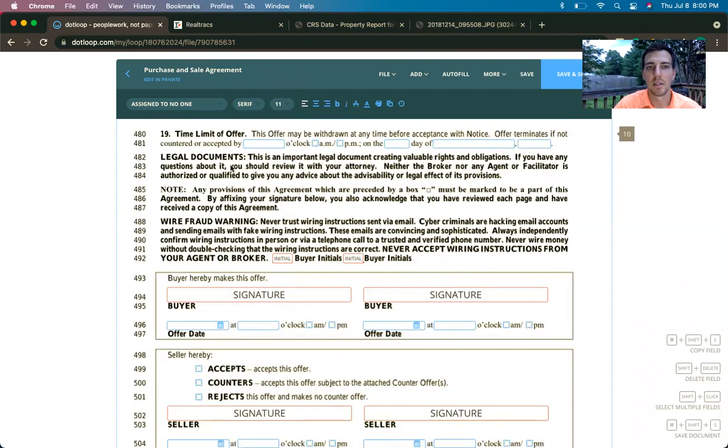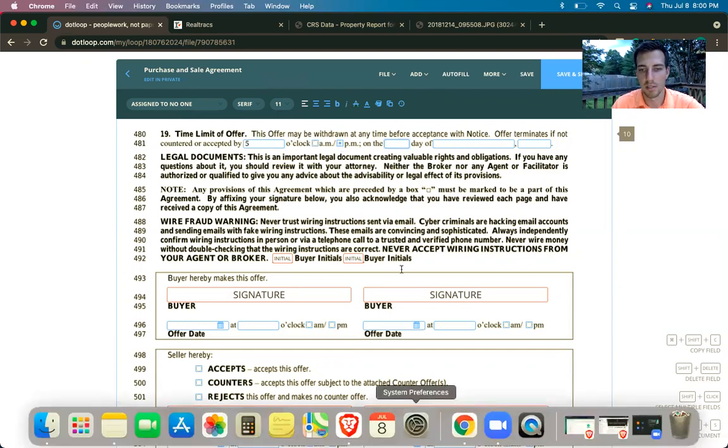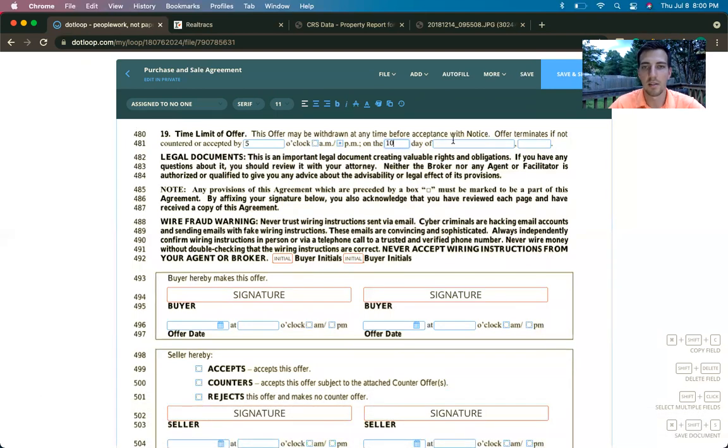Time limit. This offer may be withdrawn at any time before acceptance with notice. Offer terminates if not countered or accepted by, and you would put a time here. So 5:00 p.m. on the, what day is it? 8th. So we'll say the 10th of July, 2021.